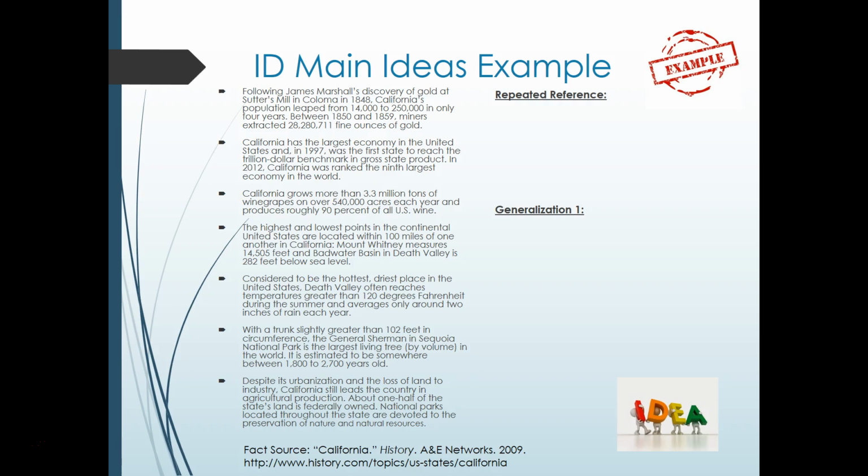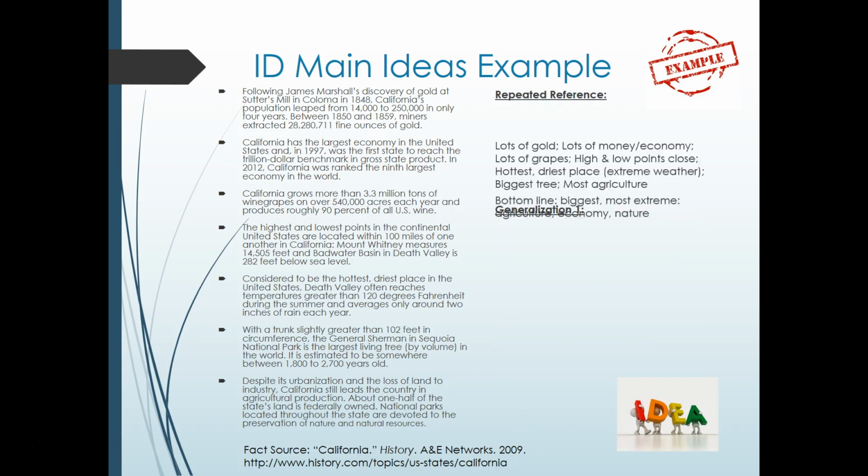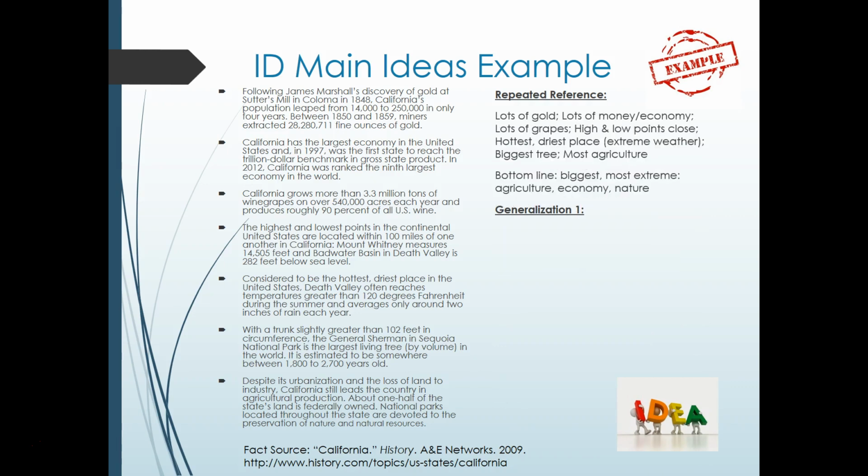Now, if we were to look for repeated references, we can see that there are a lot of numbers indicating how big or extreme things are. So notes for repeated reference might look like this: lots of gold, lots of money / economy, lots of grapes, high and low points close, hottest, driest place, extreme weather, biggest tree, most agriculture. The bottom line then, for what is being referred to a lot, is that California is a state with lots of big and extreme things, from agriculture and economy to natural features like the weather and the landscape.